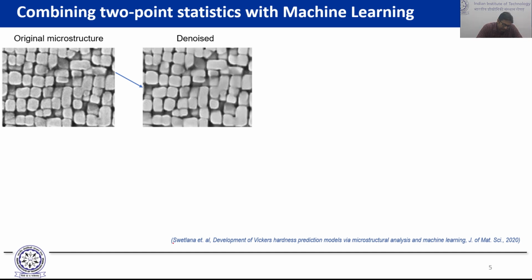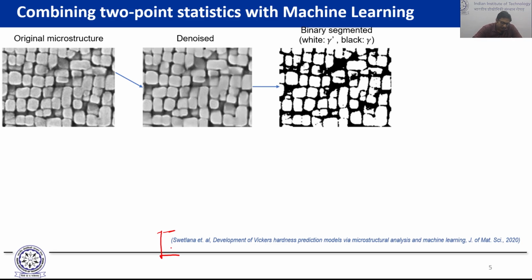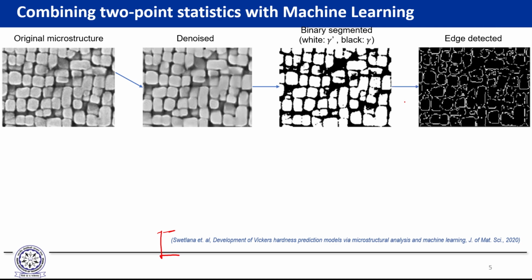Okay. So here the microstructure has been taken from the paper over here, where the authors were looking at nickel-base superalloys. And nickel-base superalloys essentially have two different phases. There is a dark phase. In this case, the gamma phase is showing up as a dark phase, and then the gamma prime phase is showing up as the bright phase. So after the binary segmentation is done, in other words, after you do some sort of thresholding, we are in a position where we can actually do the edge detection over here.